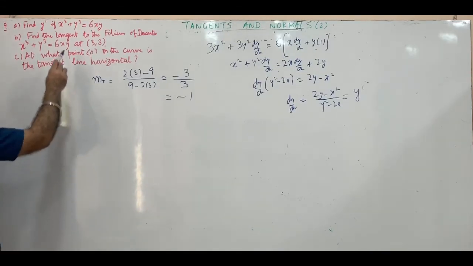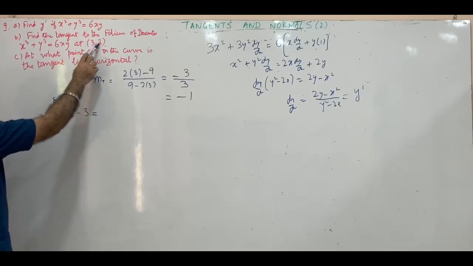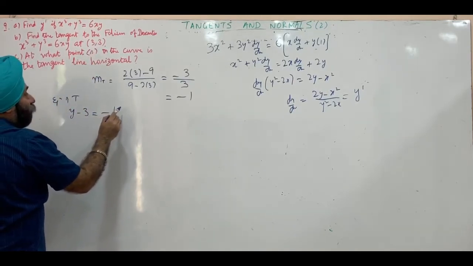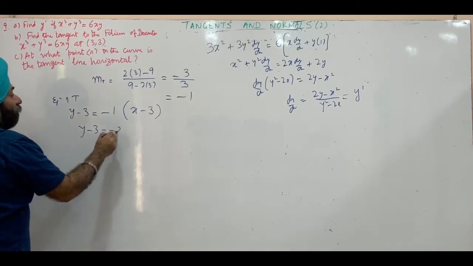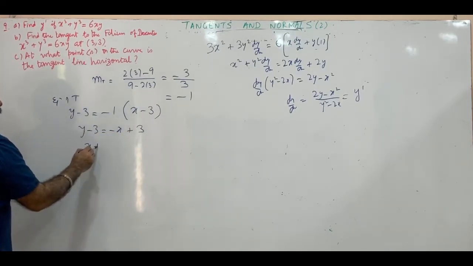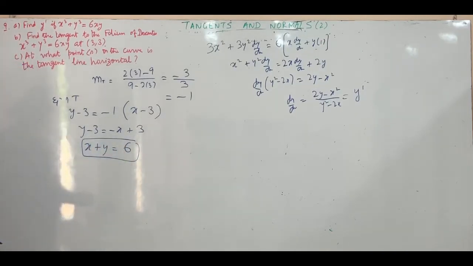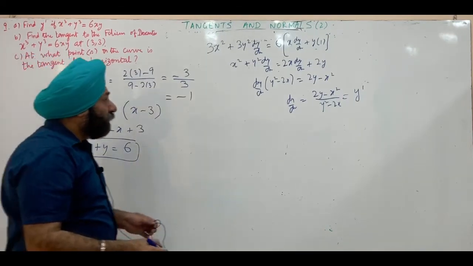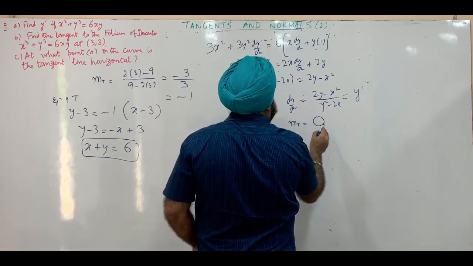What about the equation of the tangent? The equation of the tangent will be y minus y1, that is y minus 3, this is slope minus 1 into x minus 3. This gives us x plus y is equal to 6. This is the equation of the tangent. The third part: at what point or points on the curve is the tangent line horizontal? This is the slope of the tangent. So the tangent is horizontal, means the slope of the tangent is 0.